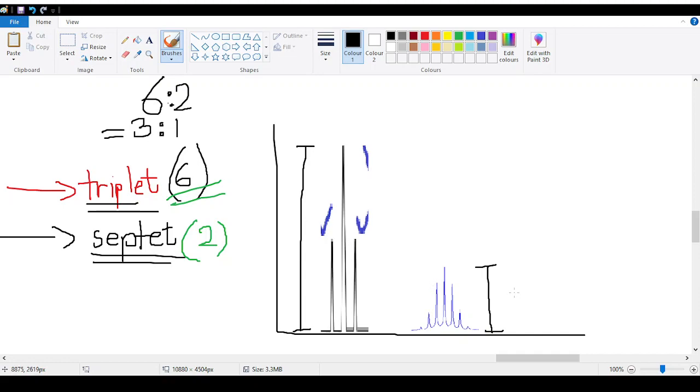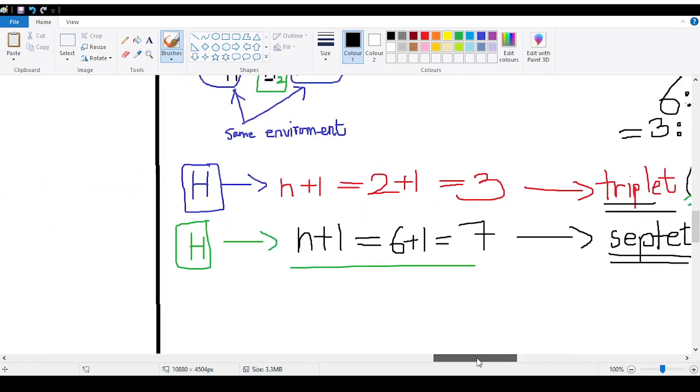Yeah. So if this one is 1 centimeter high, this one will be 3 centimeter. This has to be 3 centimeter high. That's the ratio of the heights. Does it make sense? Yes. So this is responsible for 2 hydrogen atoms, and this is responsible for 6 hydrogen atoms. That is how we're going to expect the NMR spectrum to be. Is it clear? Yes. Okay.